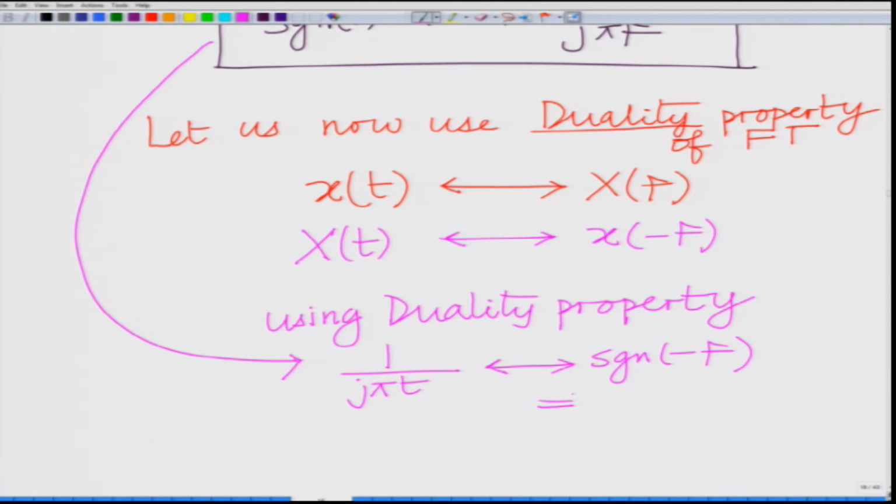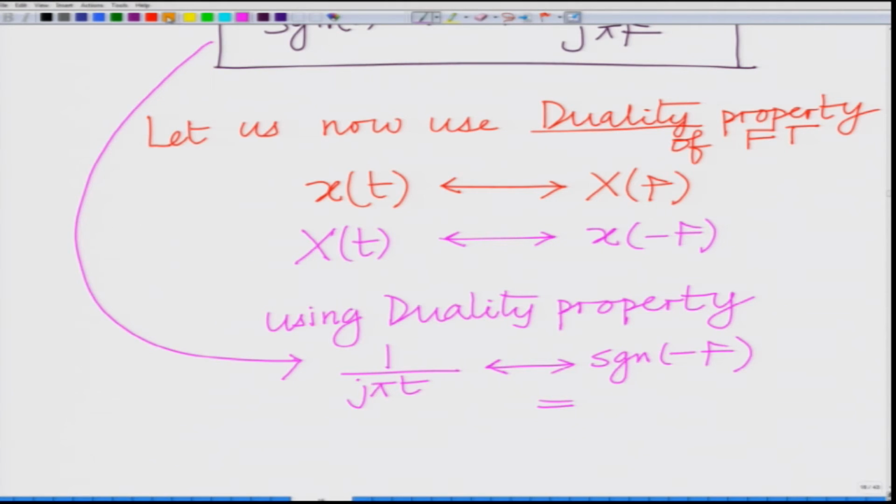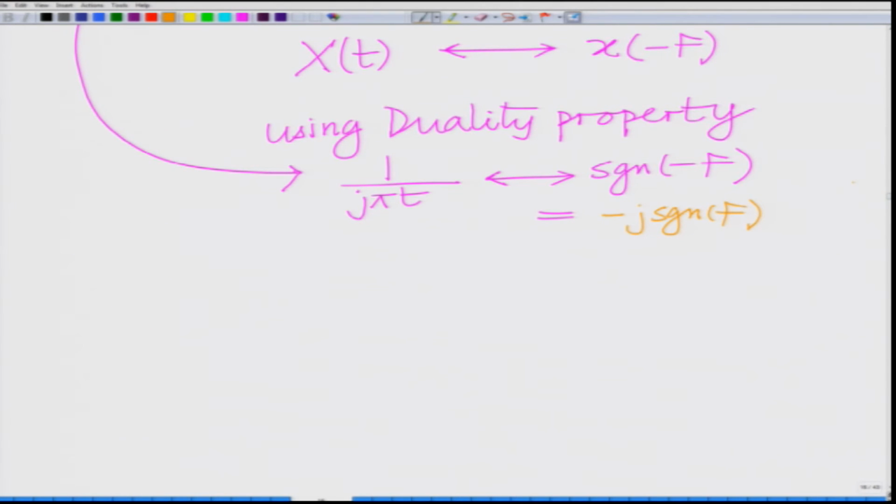Now, remember the sine function is an odd function, right, because it is 1 for t greater than 0, minus 1 for t less than 0, and 0 at t equal to 0. This is an odd function. So, sin of minus f is minus sin f. This is sin in the frequency domain, by the way. So, this is minus j sin f, which is exactly what we want for the Hilbert transform.